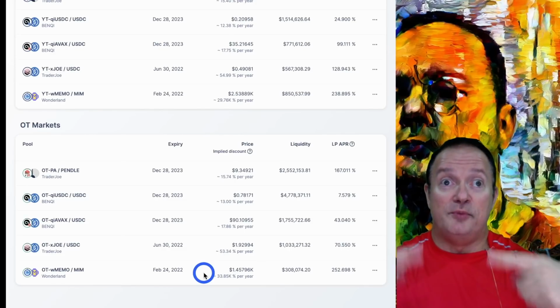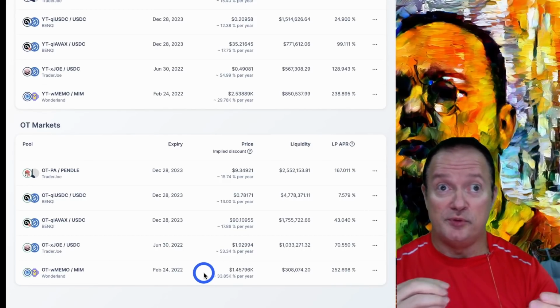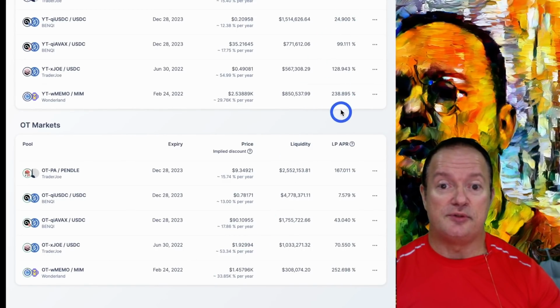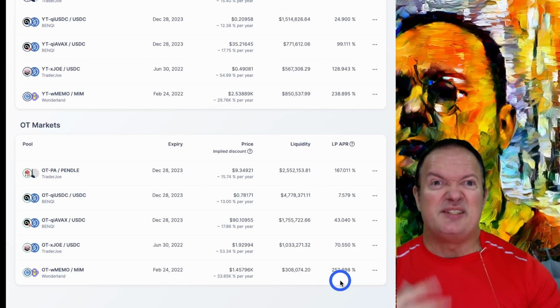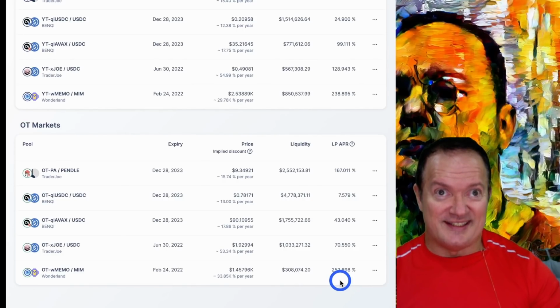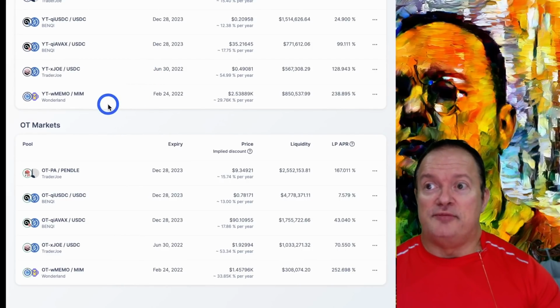And then the added bonus is that you can also use those two tokens in LP pools and earn an extra 238 or 252%. So there's a lot of strategies you can go with this, okay? It's quite a bit of fun.